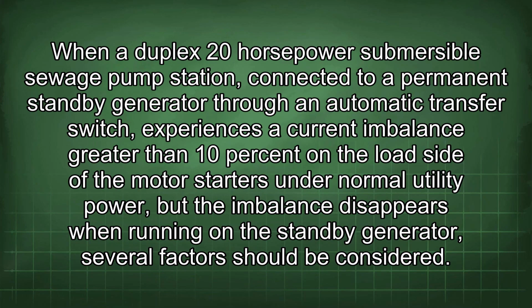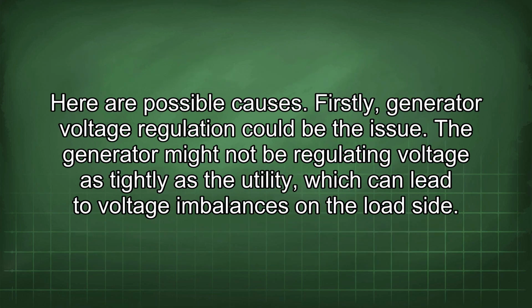When a duplex 20 horsepower submersible sewage pump station connected to a permanent standby generator through an automatic transfer switch experiences a current imbalance greater than 10% on the load side of the motor starters under normal utility power, but the imbalance disappears when running on the standby generator, several factors should be considered. Here are possible causes. Firstly, generator voltage regulation could be the issue.